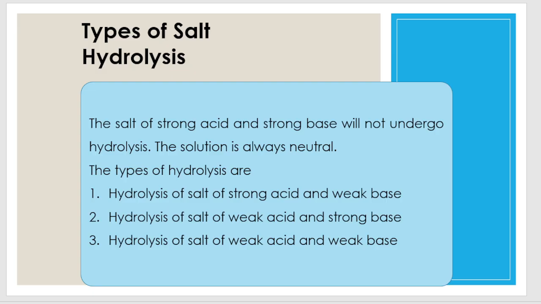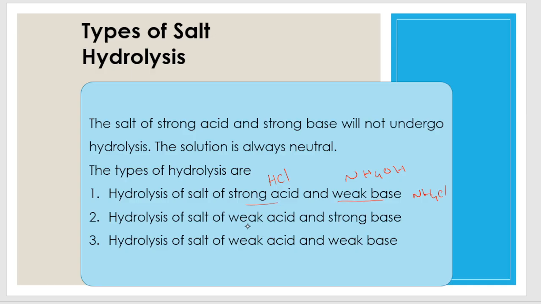Now, listen carefully. There are a total of three types of hydrolysis. First, the salt of a strong acid and weak base. For example, take the strong acid HCl and the weak base NH4OH. The salt of this acid and base is NH4Cl. Suppose NH4Cl undergoes hydrolysis, let us see what will happen.